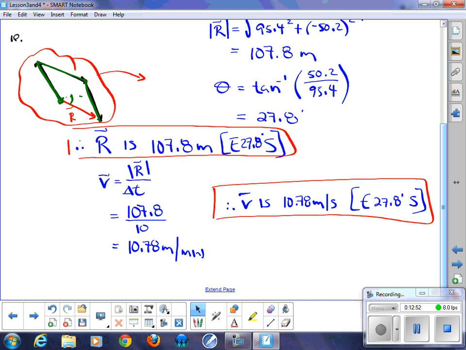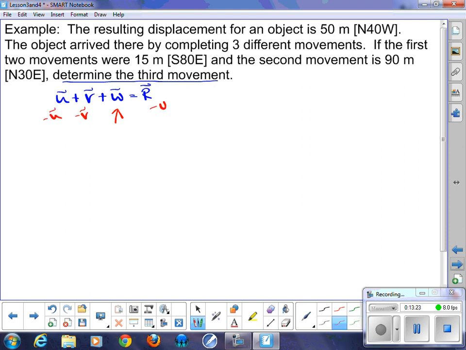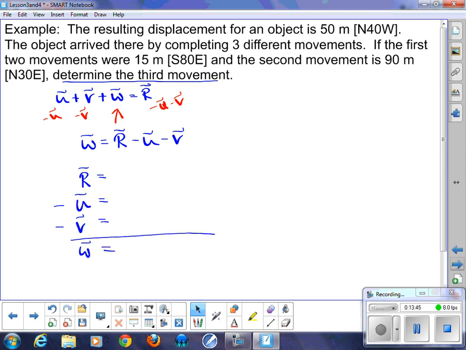So this final one, like I said, it's pretty much the same idea. The difference is the resultant is given, and you're looking for that third movement. So just to give you a quick, we always set it up like this. The three vectors, u plus v plus w, is going to be the resultant. This question says, determine the third movement. So we are looking for w. So what we're going to do then, and we did this in the grade 11 course as well, we subtract u and v from both sides. So the third vector is equal to our resultant minus the first vector minus the second vector. And you just set it up accordingly. So you would set it up r minus u minus v, and that will give you your w vector.